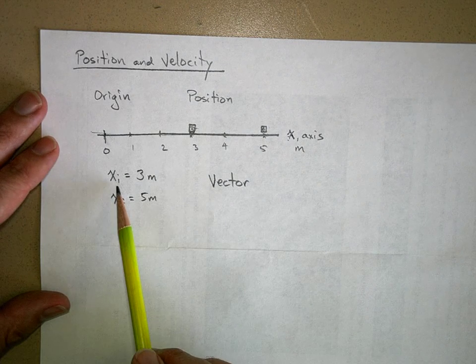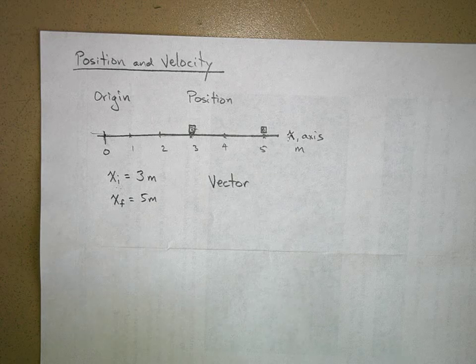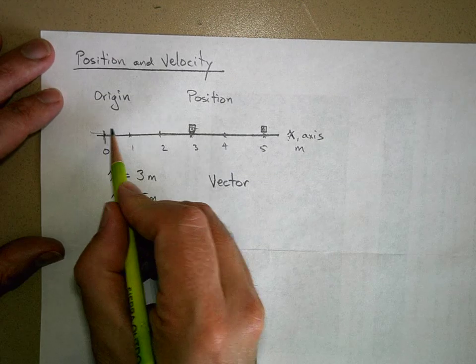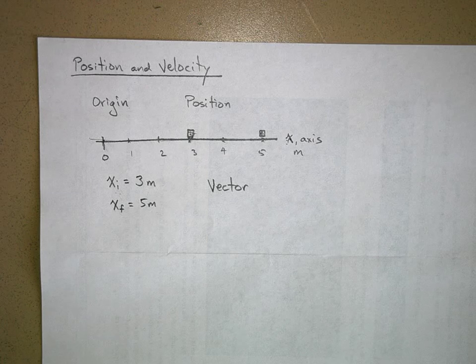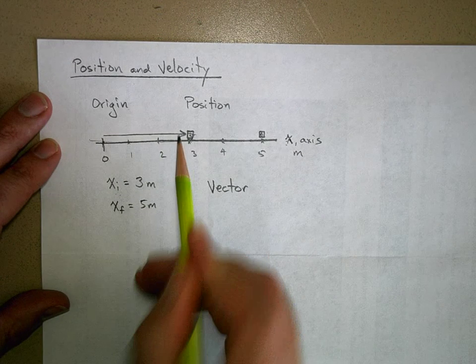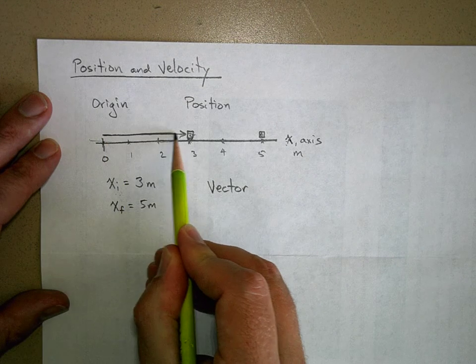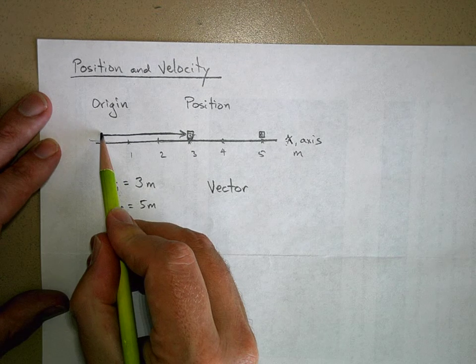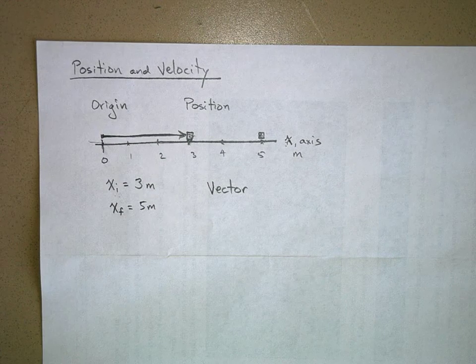So x initial equals 3 meters. That has a magnitude, but what about the direction? Well, let's draw it as an arrow. Anything that can be represented with an arrow can be thought of as a vector. So here's my initial position. This is my initial position vector. It's an arrow, and here's where you start. That's the tail of the arrow. It goes out here. So there's my initial position.